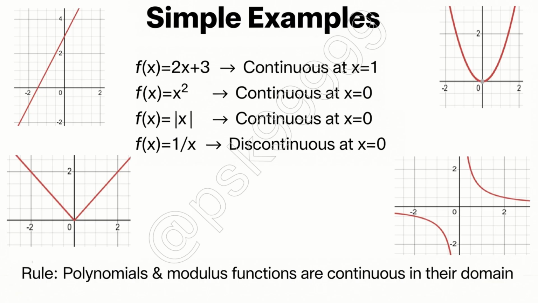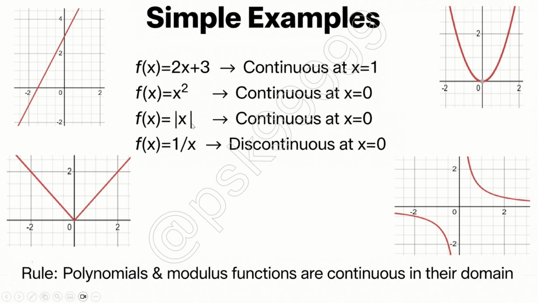Similarly, f of x equal to x square. This is the graph here. This is the straight line 2x plus 3, and this is f of x equal to x square. It's a parabola, an upward opened parabola, and the minimum value is 0. But you can draw this curve without lifting your pen. So this is a continuous function at every point, even including 0. Even though at 0 there is a direction change for the curve, still at 0 it is continuous.